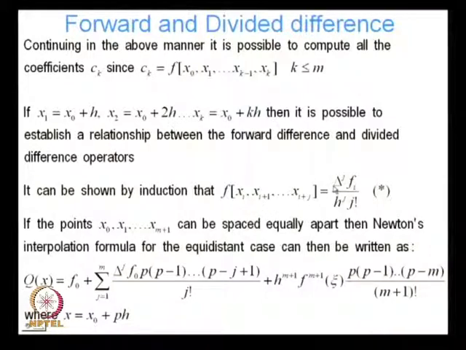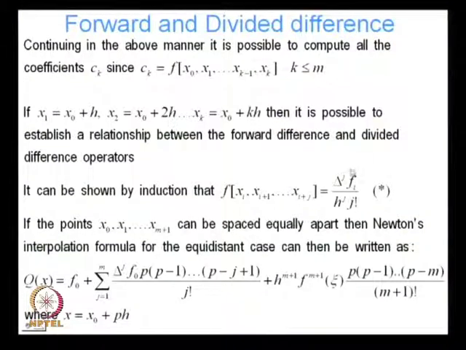It is possible to do that, right. I haven't shown that, but it can be shown. It can be shown that f[xi, ..., xi+j] is nothing but the forward difference operator operating on fi j times, divided by h to the power j times factorial j. So I start with the function value at i, and if I operate on that with the forward difference operator j times, I divide it by h^j j!, then I get my divided difference operator, right.